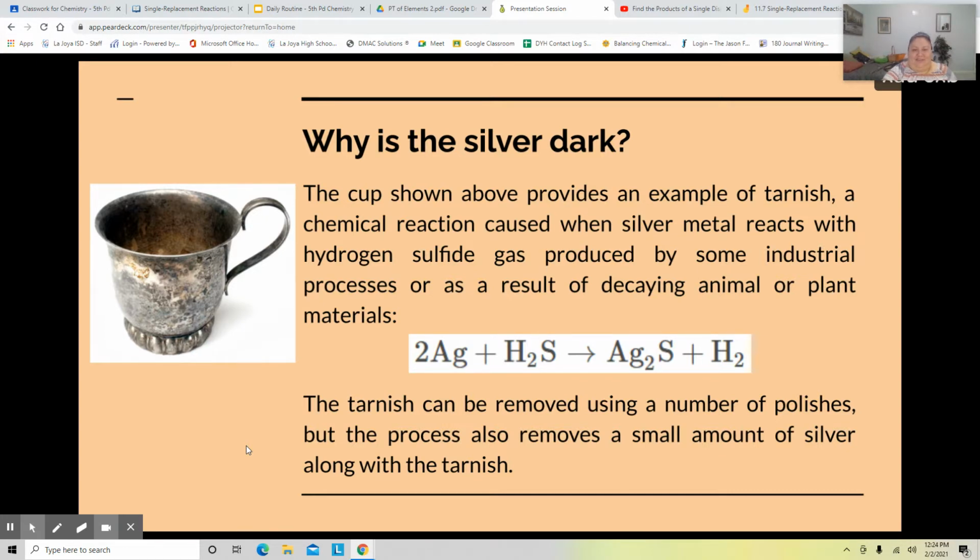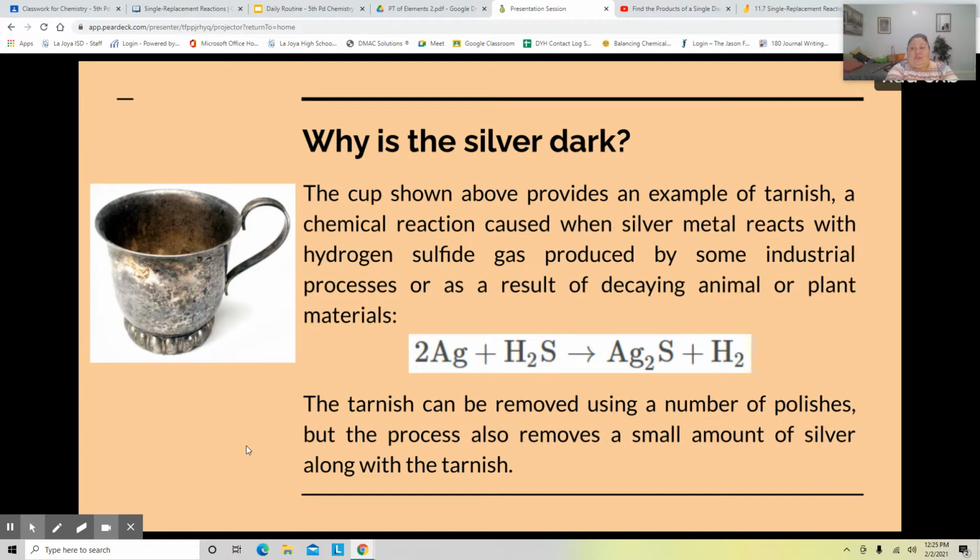Why is the silver dark? The cup shown above provides an example of tarnish. A chemical reaction caused when silver metal reacts with hydrogen sulfide gas produced by some industrial process or as a result of decaying animal or plant materials. The tarnish can be removed using a number of polishes, but the process also removes a small amount of silver along with the tarnish.